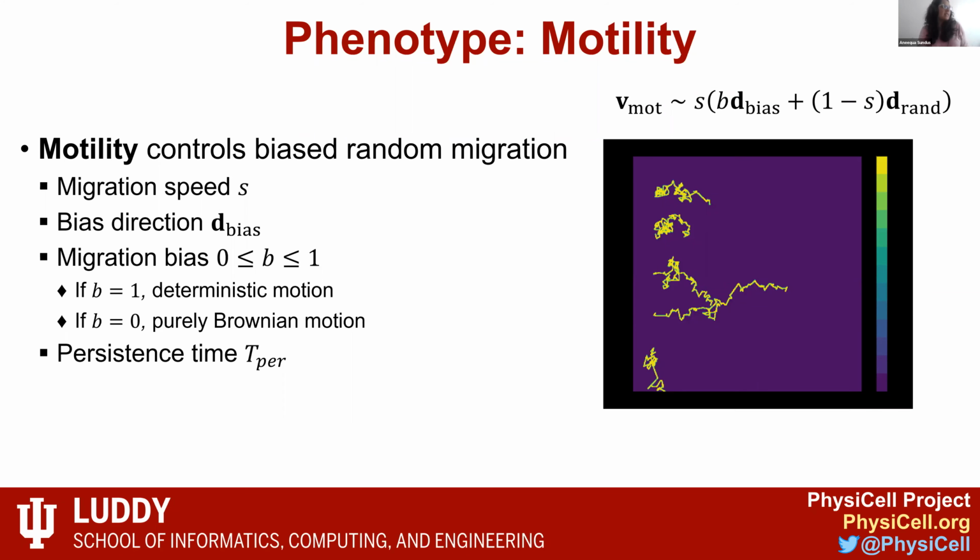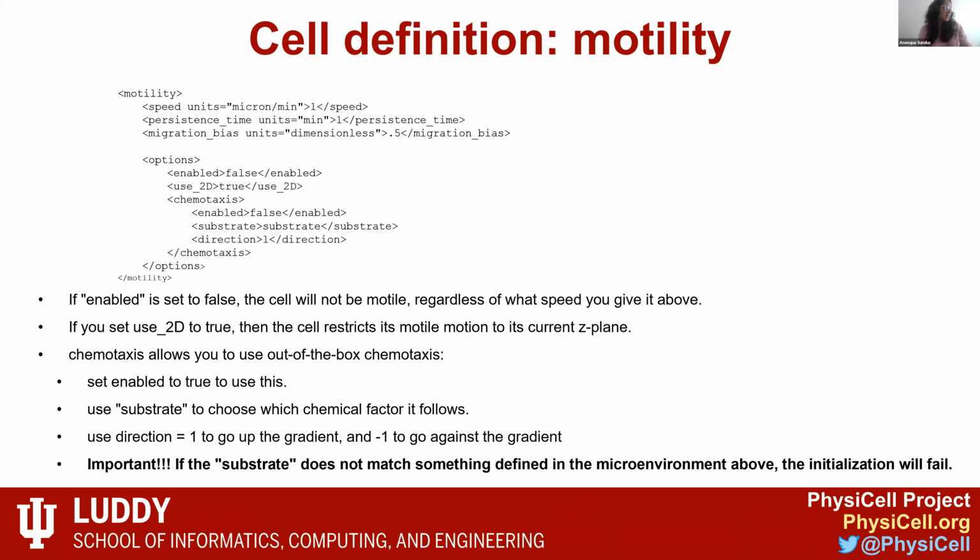And then we use the substrate for the chemical, whichever chemical we want chemotaxis towards or against. Direction 1 is to go up the gradient, direction -1 is to go against the gradient. And again, this is the important thing: if the substrate doesn't match something defined in the microenvironment, the initialization will fail, because the substrate we are using for motility should be defined in the microenvironment.